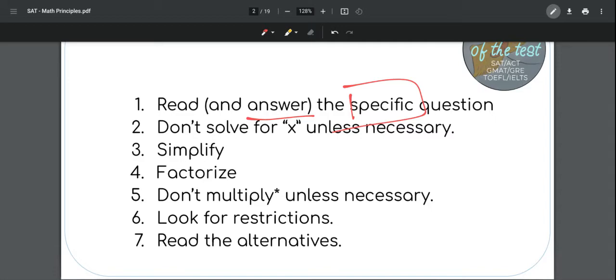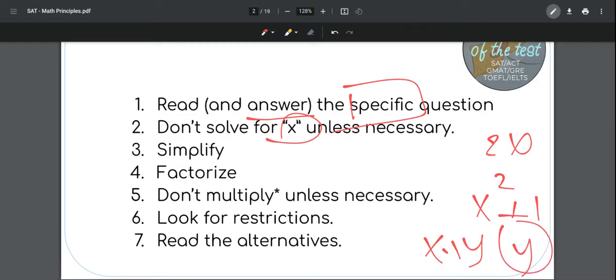And this pretty much matches with principle number 2: don't solve for X unless necessary. So maybe the question is not about X. Maybe the question is about 2X. Maybe the question is about X squared. Maybe the question is about X squared plus 1. So maybe we never really care about finding X. Maybe the question is X plus Y. Maybe the question is about Y. We don't know, right? So always look for the specific question and then solve accordingly.